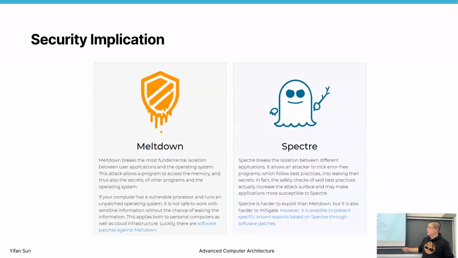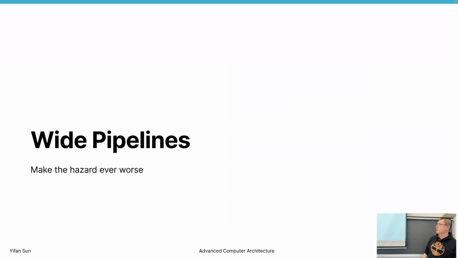Okay, so we talked about Meltdown and Spectre vulnerabilities, and those are rooted in speculative execution and branch prediction. That's the problem caused by deeper pipelines. Then think about this: what's the cost of making the pipeline really deep? Is it worth it or not? It's definitely worth it.